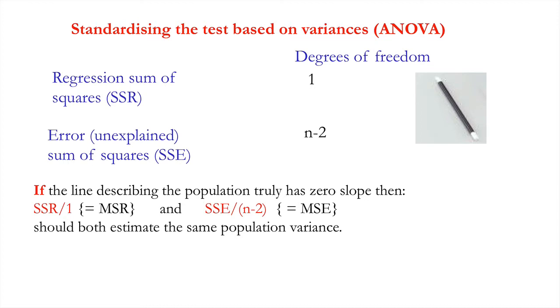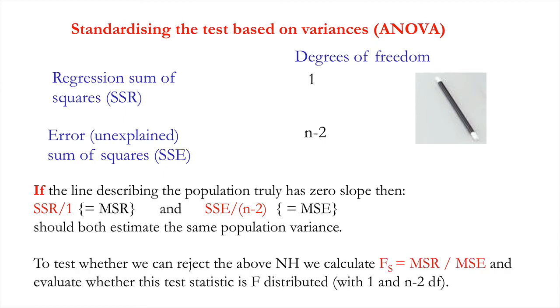But in essence, what we do is we calculate two estimates of the variance, one based on the regression, one based on the error. If the relationship between y and x is truly flat at population level, then they should be estimating pretty much the same thing, and so their ratio should follow an F distribution.